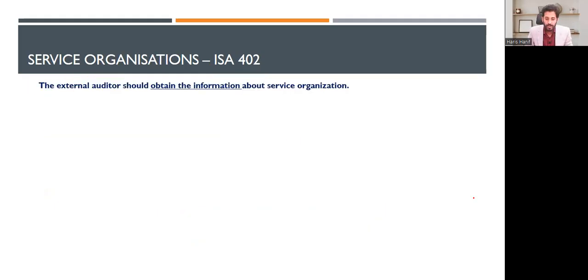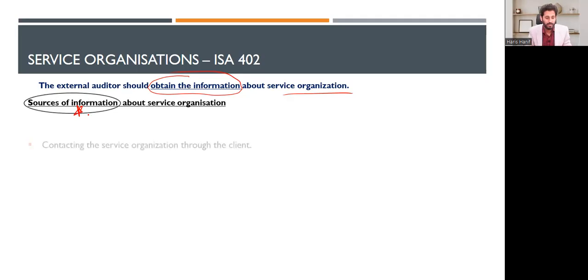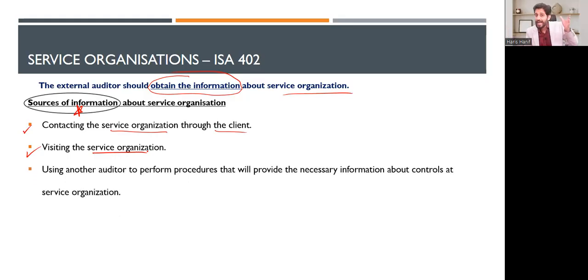Now, the external auditor should obtain information about the service organization, as we are discussing. Sources of information about the service organization. Source is a very important thing. You people are the auditor, I mean the user auditor. You can contact the service organization through the client entity. Meaning you can ask me, I am the client entity, you can ask me, Mr. Haris, client, arrange the meeting with them. Simple. You can visit the service organization. Yes, you can visit the service organization using another auditor.